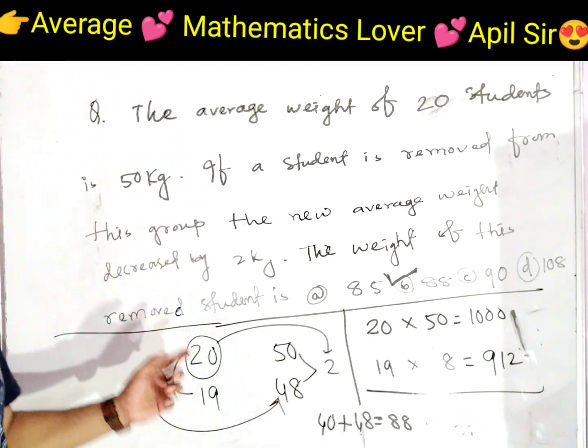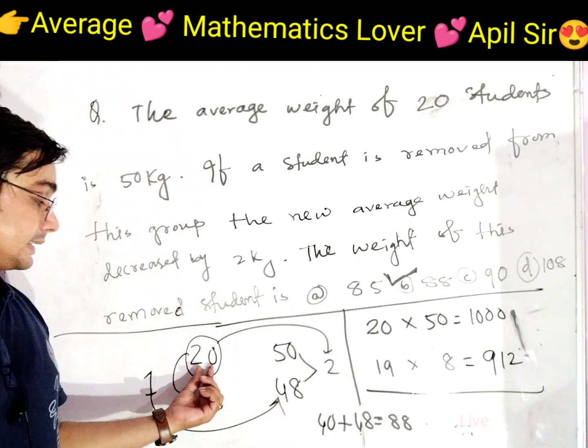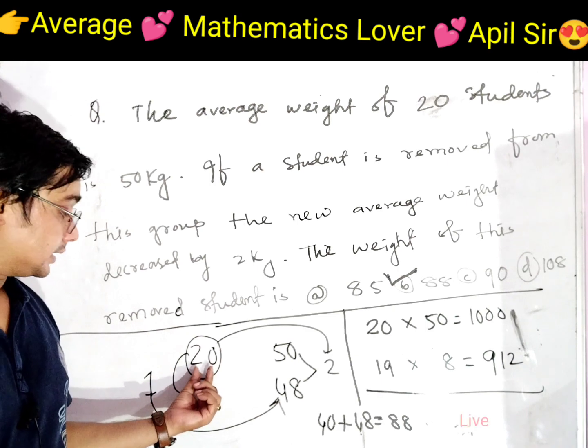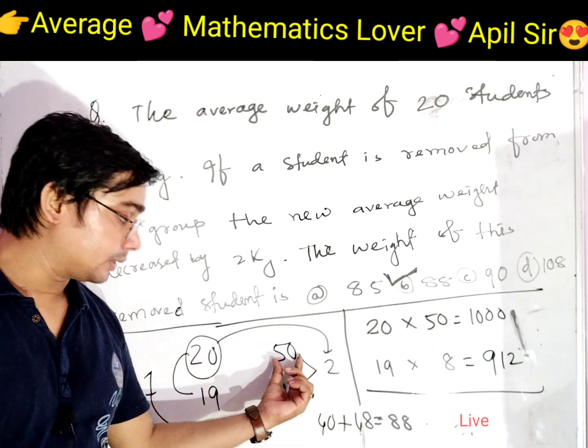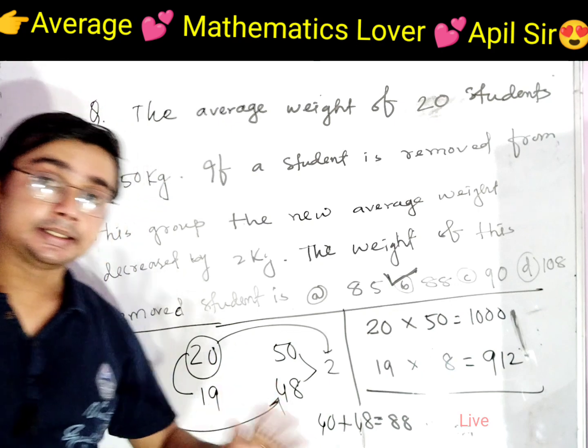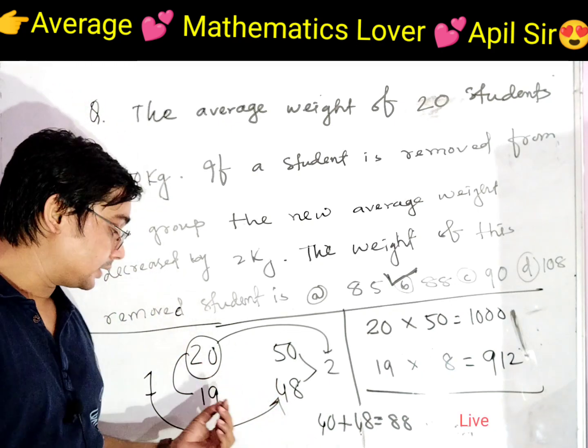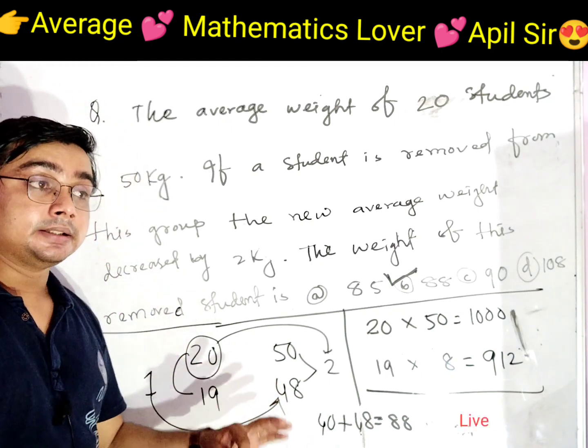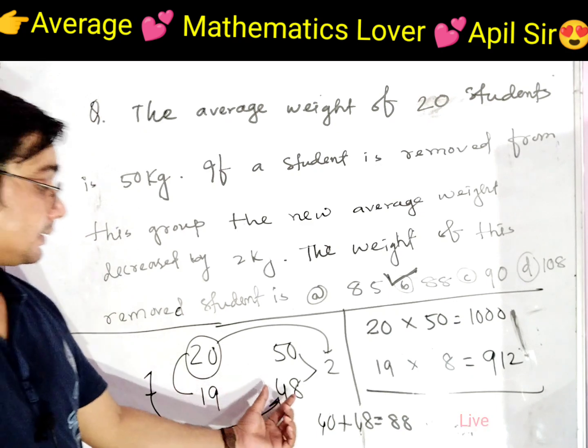Again I am repeating here. You see what we do. In the first case, the total number of students is 20 and their average weight is 50 here. In the second case, the total number of students was 19 and their average weight is 48.